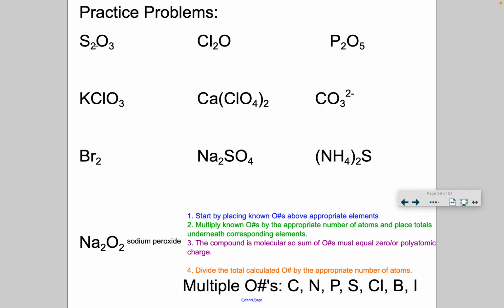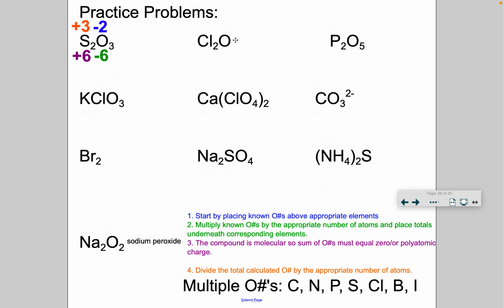It's not a peroxide, and it's not bonded to fluorine, so that means it's got a -2 charge. Second step, multiply the known oxidation numbers by the number of atoms you have. -2 times 3 is -6. So that means S2 has to equal a total of +6 to get to 0, to cancel each other out. But I have 2 sulfurs, so 6 divided by 2 is +3. So your answer is +3, -2.